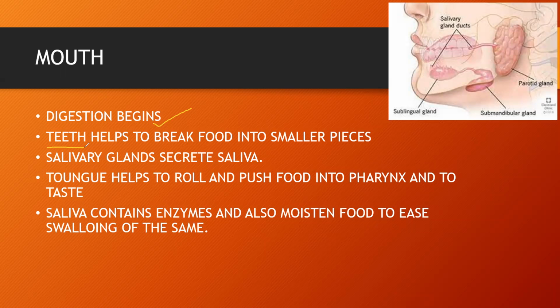Teeth. Mouth has teeth. Teeth means helps to break food into smaller pieces. It is the teeth, you see. Teeth helps to break food in smaller pieces. Salivary glands. There are 3 salivary glands, and they secrete a fluid called saliva. जिसको हम बोलते हैं saliva. And saliva also has enzymes which helps in carbohydrate digestion. Okay, carbohydrate digestion and moisten food. Moisten food to ease swallowing.